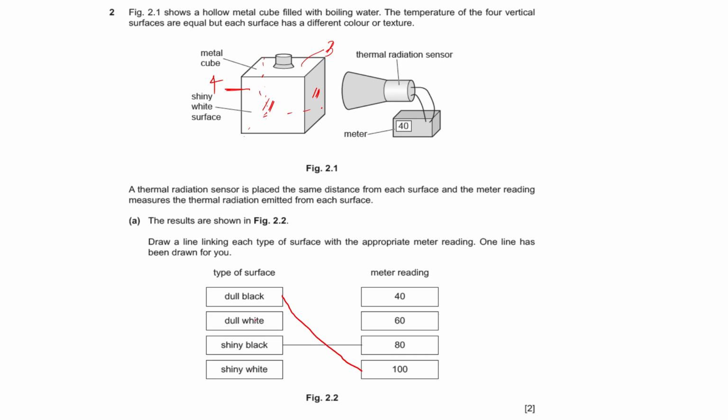Similarly, shiny white and dull white. Shiny white will have a lesser temperature than the dull white. And the shiny white surface will also have a lesser temperature than the black surfaces. So shiny white will be the lesser of the two, 40 degrees, and dull white will be 60 degrees. So this is how you will be drawing your lines.